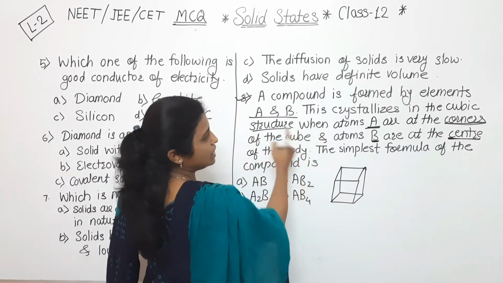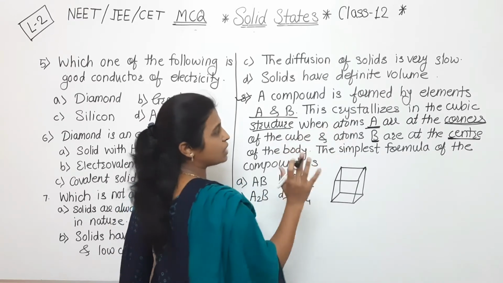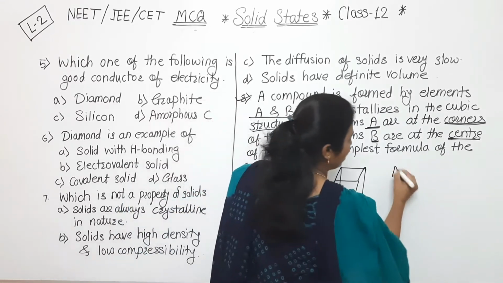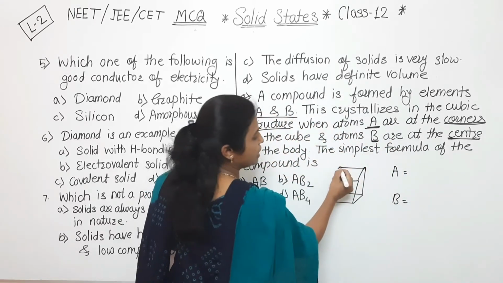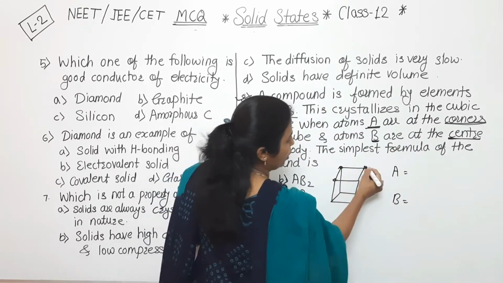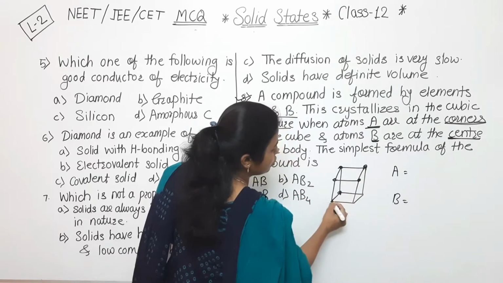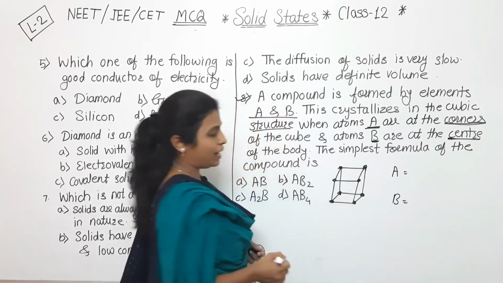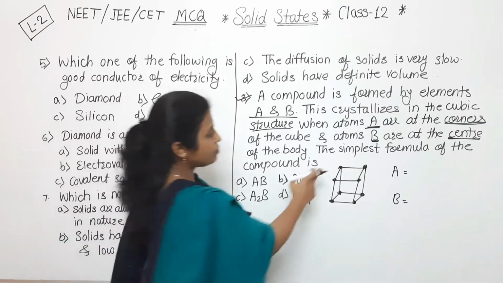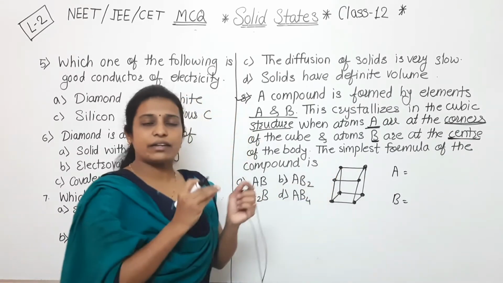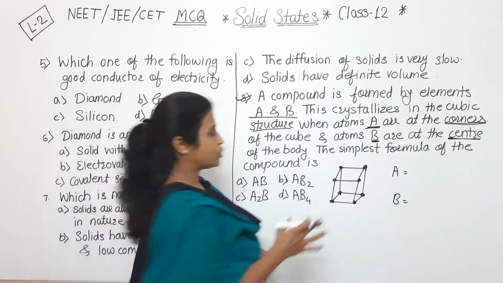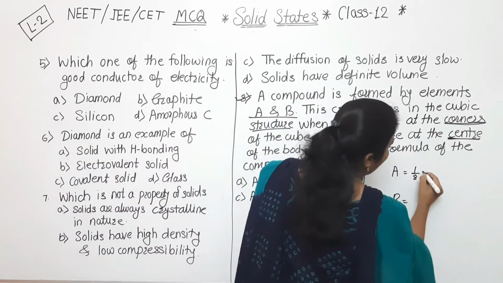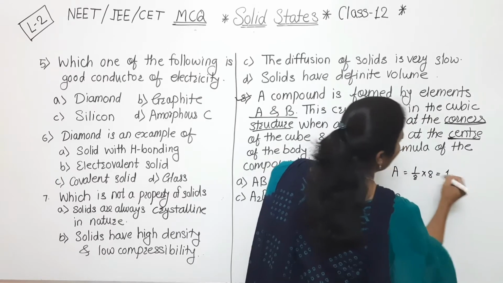What they have given: it is a cubic structure. Atoms A and B are there. What is the location of A? A are present at the corner. As we know, there are 8 corners, so we have drawn here 8 particles. Each particle which is present at the corner is shared with the other 8 unit cells. That's why it will be 1 by 8 into 8, which is equal to 1.